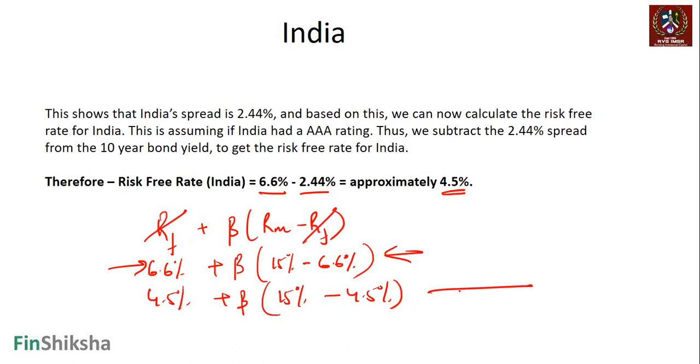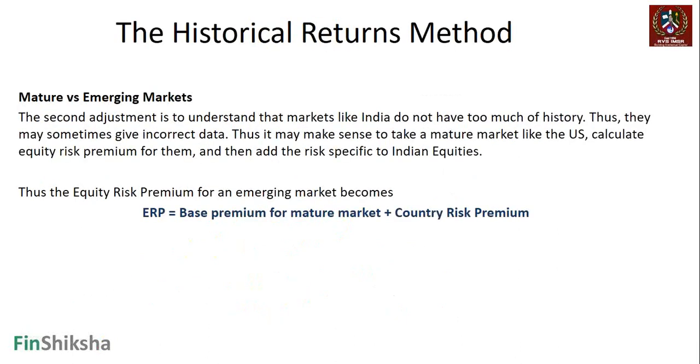The technically correct method is the second one. This is the correct method that we are going to use when we're going to evaluate companies, right? So that's the risk-free rate calculations. Let's move ahead to the equity risk premium.